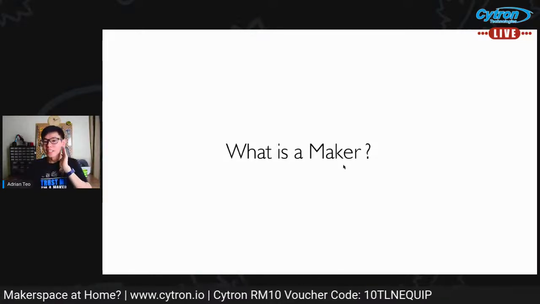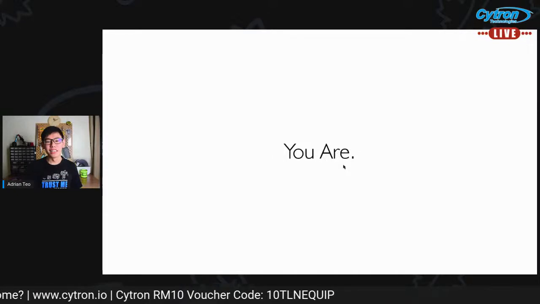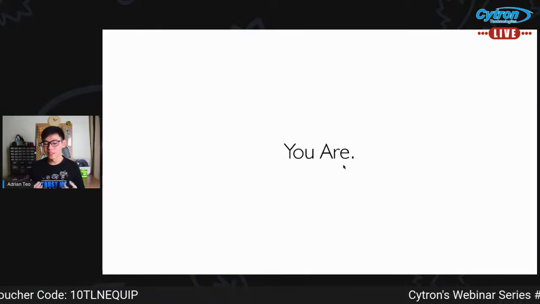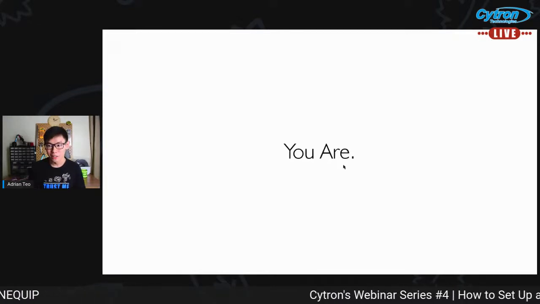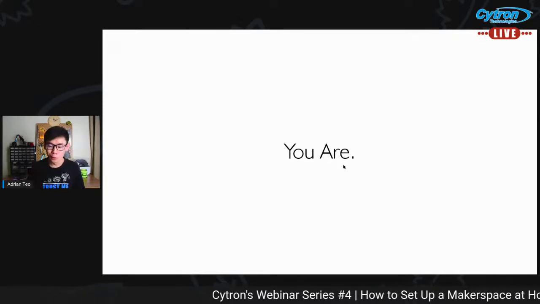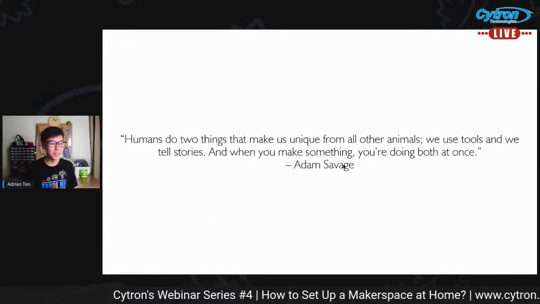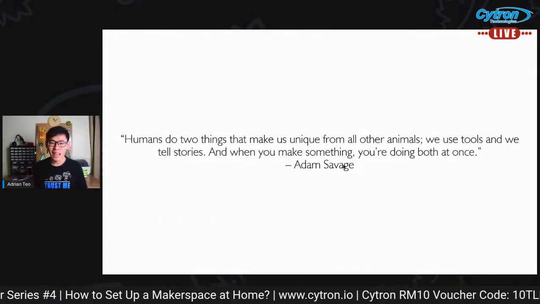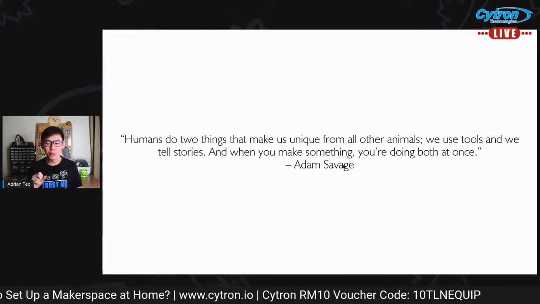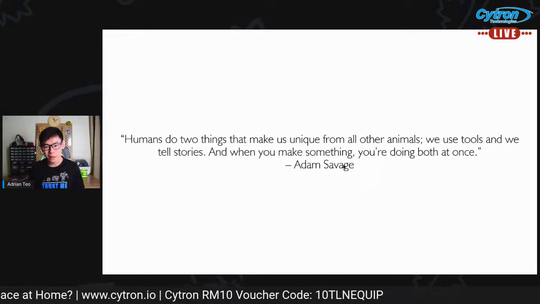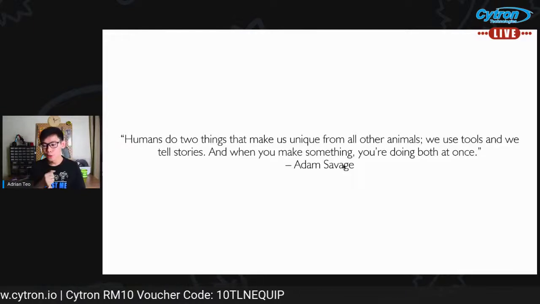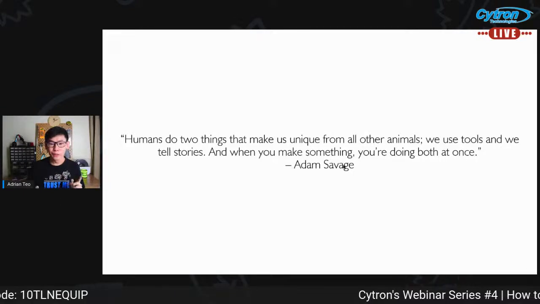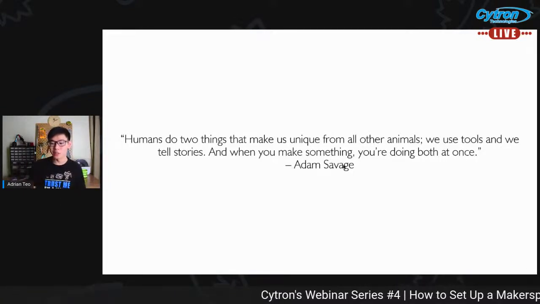I'm going to be frank, you are a maker. Even when you're not sure what a maker is, you are a maker yourself. And let me pull out a quote from Adam Savage. Adam Savage is a very pro maker. He is from MythBusters, and he said this: "Humans do two things that make us unique from all animals." All right. Number one, we use tools and we tell stories. Do you agree? We use tools and we like to tell stories.